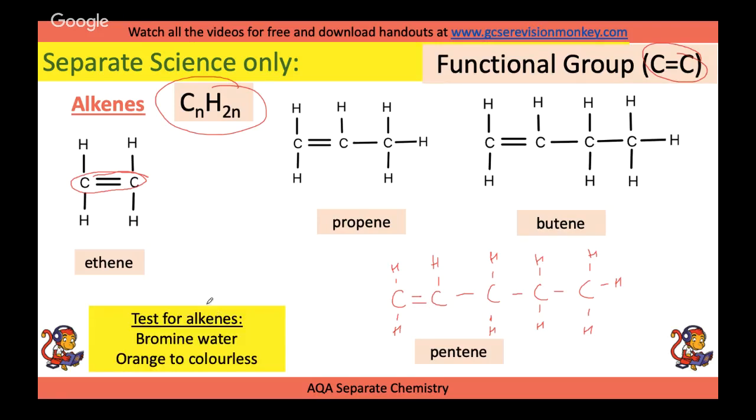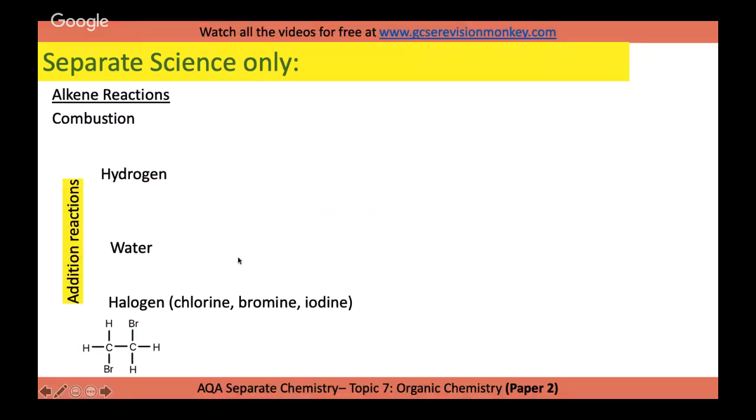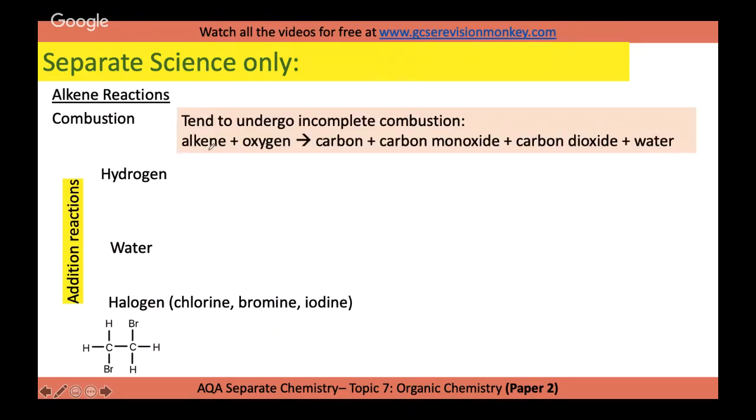You might remember that the test for them is bromine water, like we said before, which goes from orange to colourless if alkenes are present. Alkene reactions, we've got combustion, and most of the alkenes are more reactive than alkanes. However, when they do combustion, they tend to undergo incomplete combustion, which means they burn with a smoky flame. And they're producing the carbon and the carbon monoxide like we discussed before.